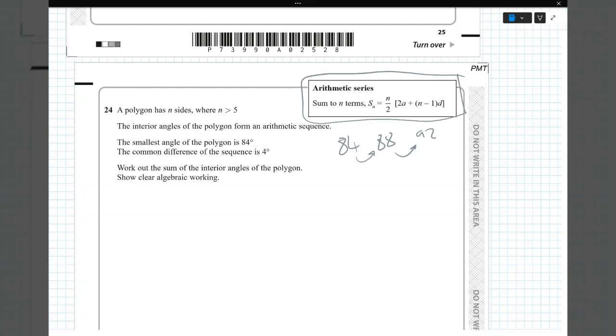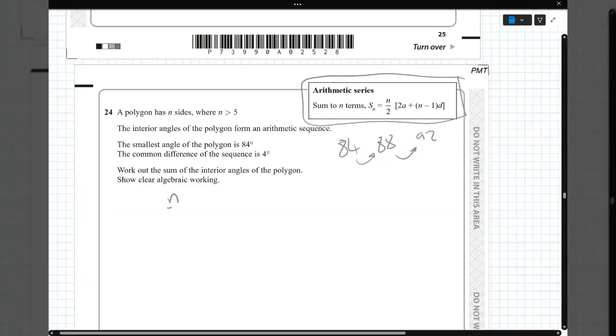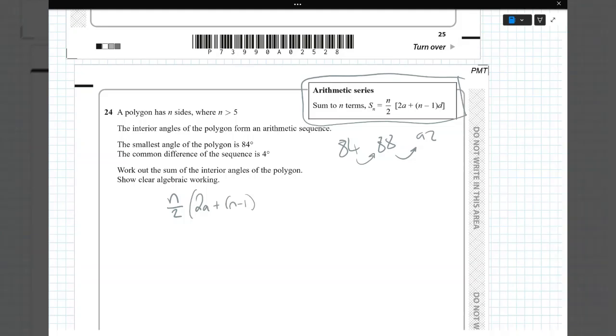Okay, so n over 2, and then 2a plus (n minus 1)d is going to have the same value as (n minus 2) times 180. And that's really, really important.